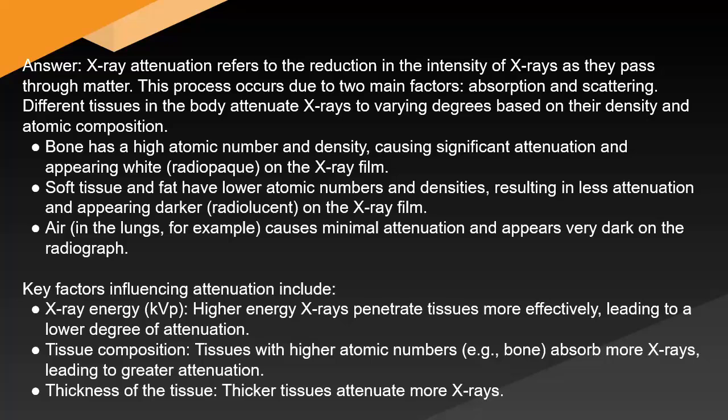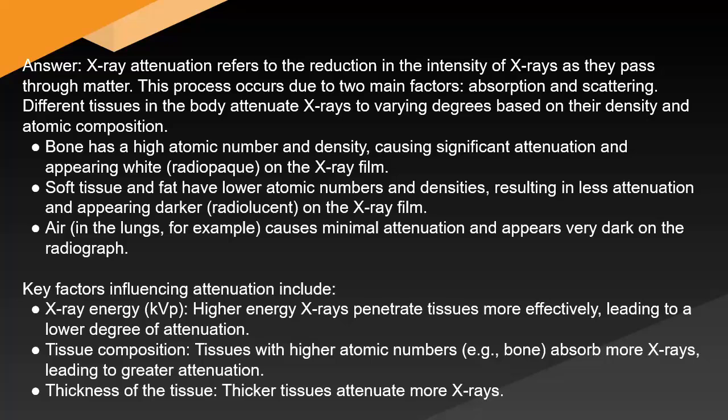Bone has a high atomic number and density, causing significant attenuation and appearing white, radiopaque, on the X-ray film. Soft tissue and fat have lower atomic numbers and densities, resulting in less attenuation and appearing darker, radiolucent, on the X-ray film. The lungs, for example, cause minimal attenuation and appear very dark on the radiograph. Key factors influencing attenuation include X-ray energy (kVp). Higher energy X-rays penetrate tissues more effectively, leading to a lower degree of attenuation.